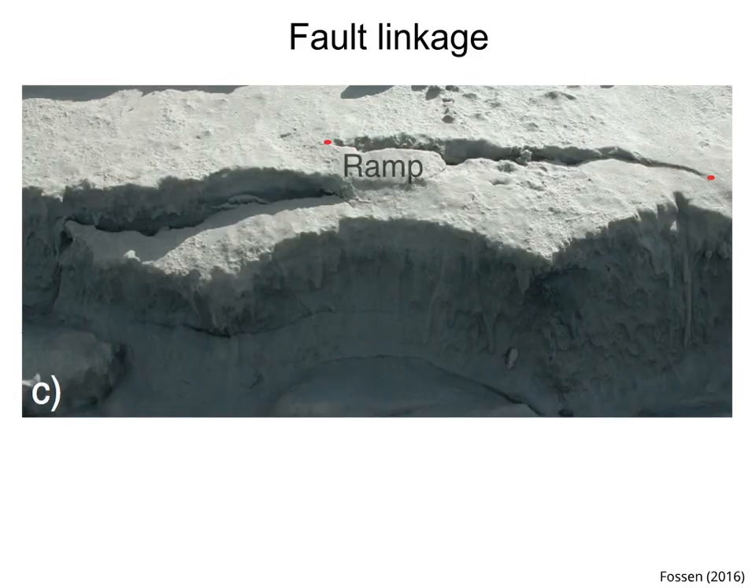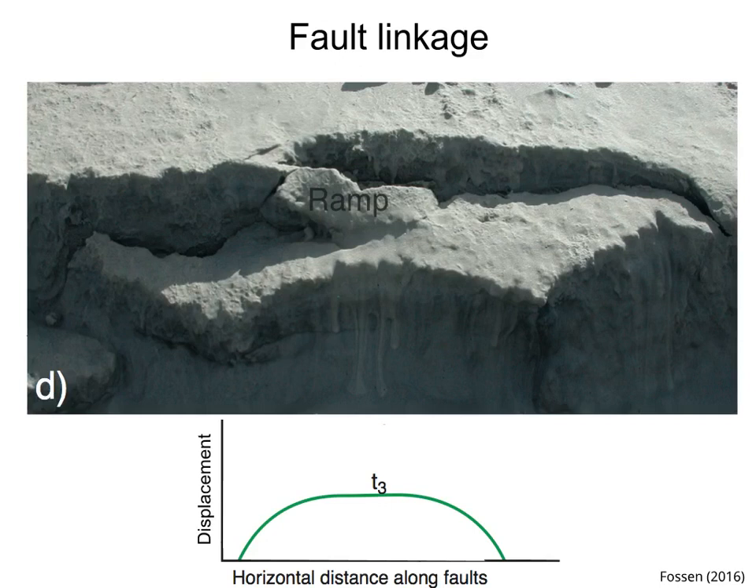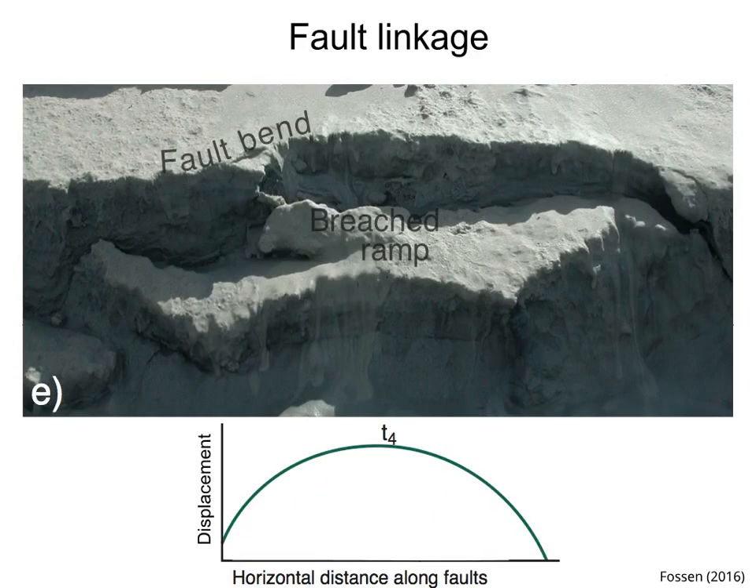With more fault propagation and overlap, a relay ramp structure develops. The faults are still soft-linked. More fault displacement and propagation results in breaching of the relay ramp. At this point, the faults are almost hard-linked. The displacement profile does not indicate two faults, but one long fault. With more displacement and propagation, the ramp is completely breached, and the faults are hard-linked to form a single fault. This is clear in the displacement profile.